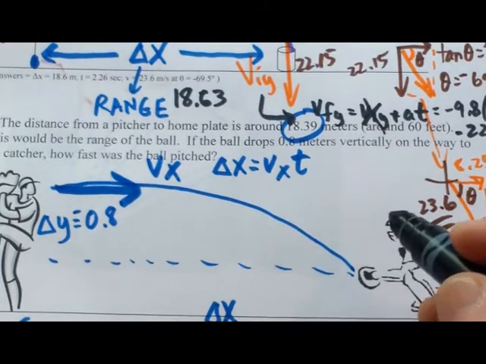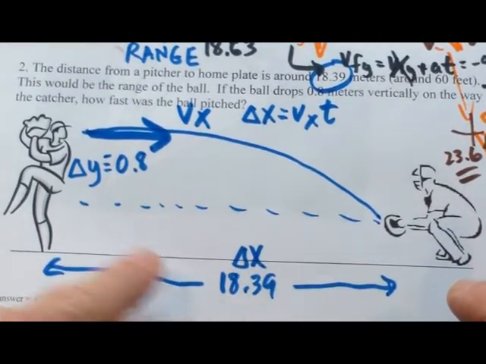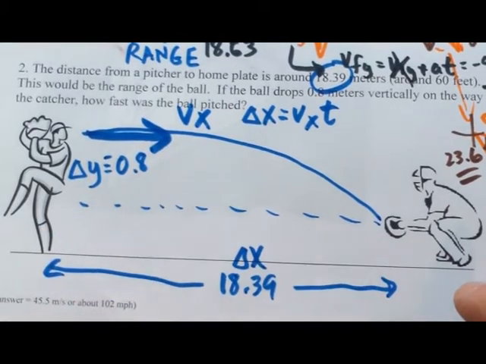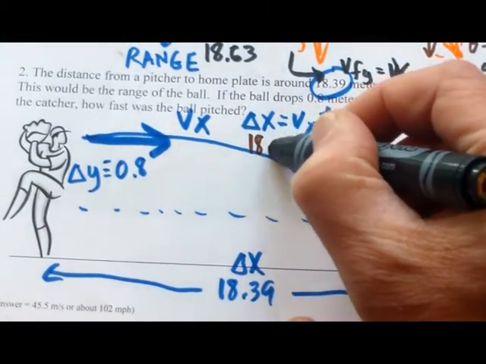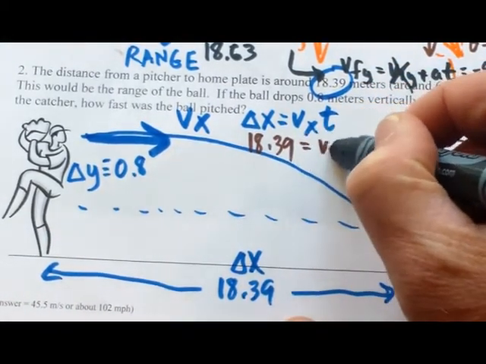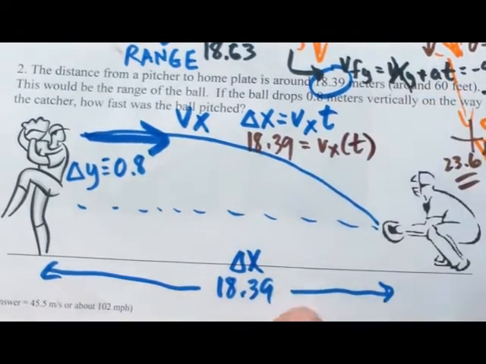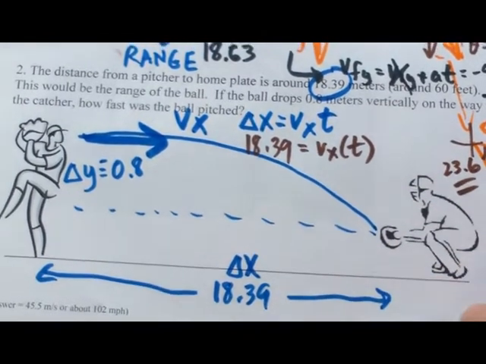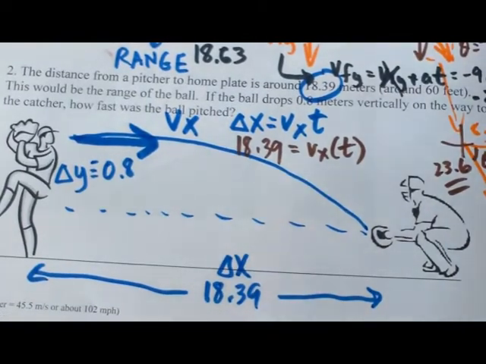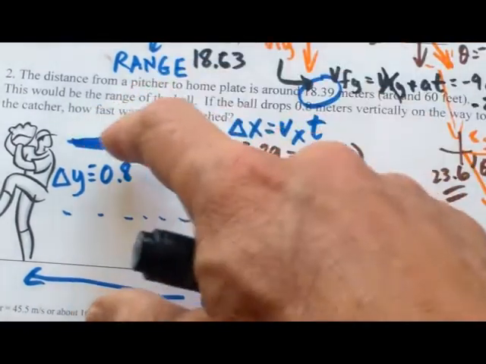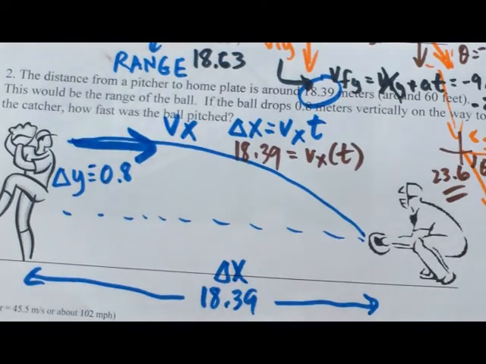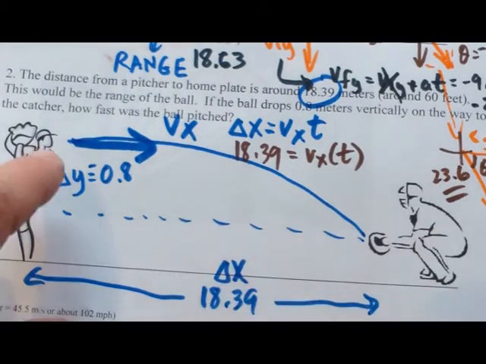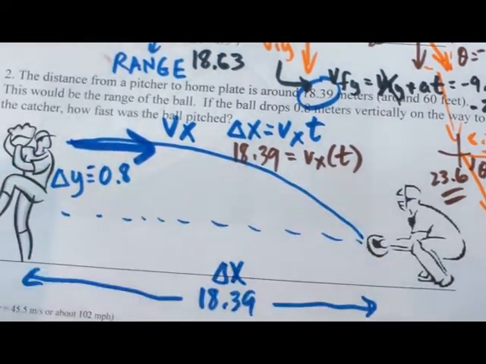Now, we know what that delta x is here, right? That's the distance from the pitcher to the catcher. That's going to be 18.39 equals vxt. We don't know the Vx, that's what we're trying to find, right? But we don't know time. That's the same idea as in the previous problem, the time of flight, or the hang time. We want to know how long the ball is in the air, or how long will the ball take to get from here to here.